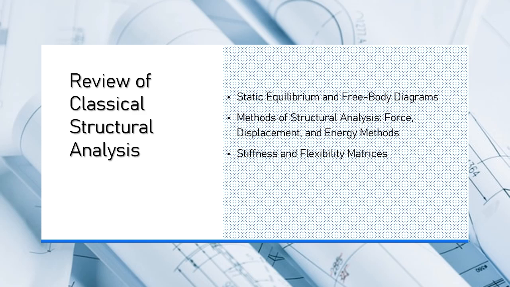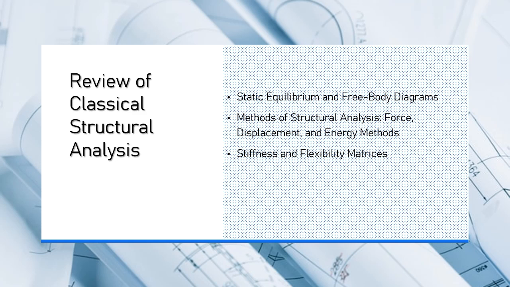Global flexibility matrix. The global flexibility matrix is constructed from the flexibility matrices of individual elements, just like the stiffness matrix. The relationship for the displacement vector u is u equals F f, where F is the global flexibility matrix, f is the force vector, and u is the displacement vector.